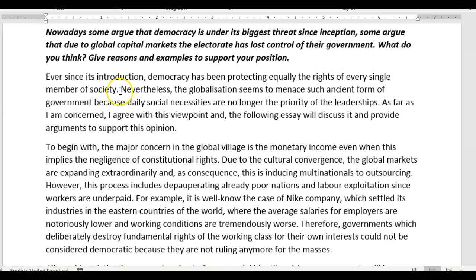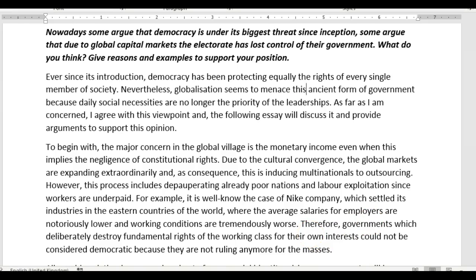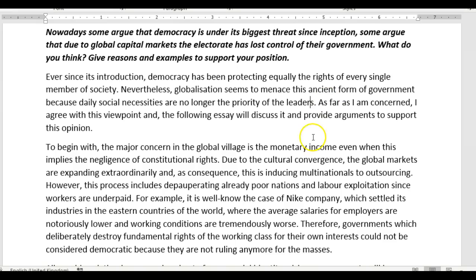Very nice sentence. I love the sentence. Just let's fix those little grammatical things. Nevertheless, globalization, no, we don't need a the. Globalization seems to menace such this ancient form of government. I wouldn't say it's that ancient, but yeah, there are arguments that it's pretty old. Because daily social necessities are no longer the priority of the leaderships. No, leadership is a quality. I would say leaders, yes.